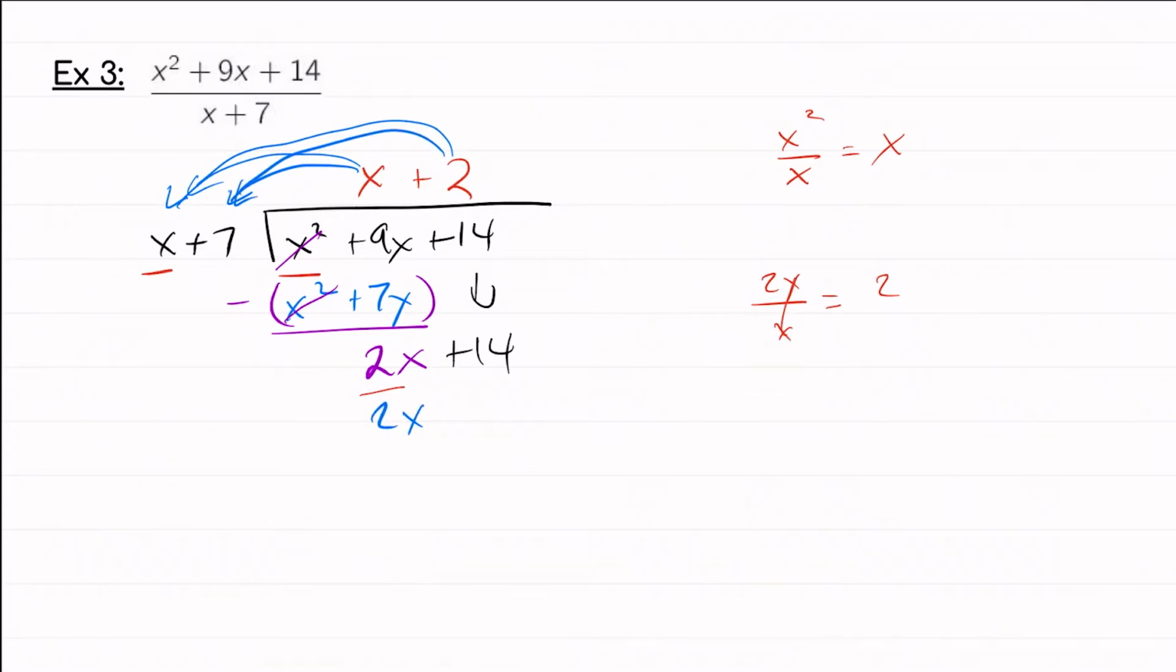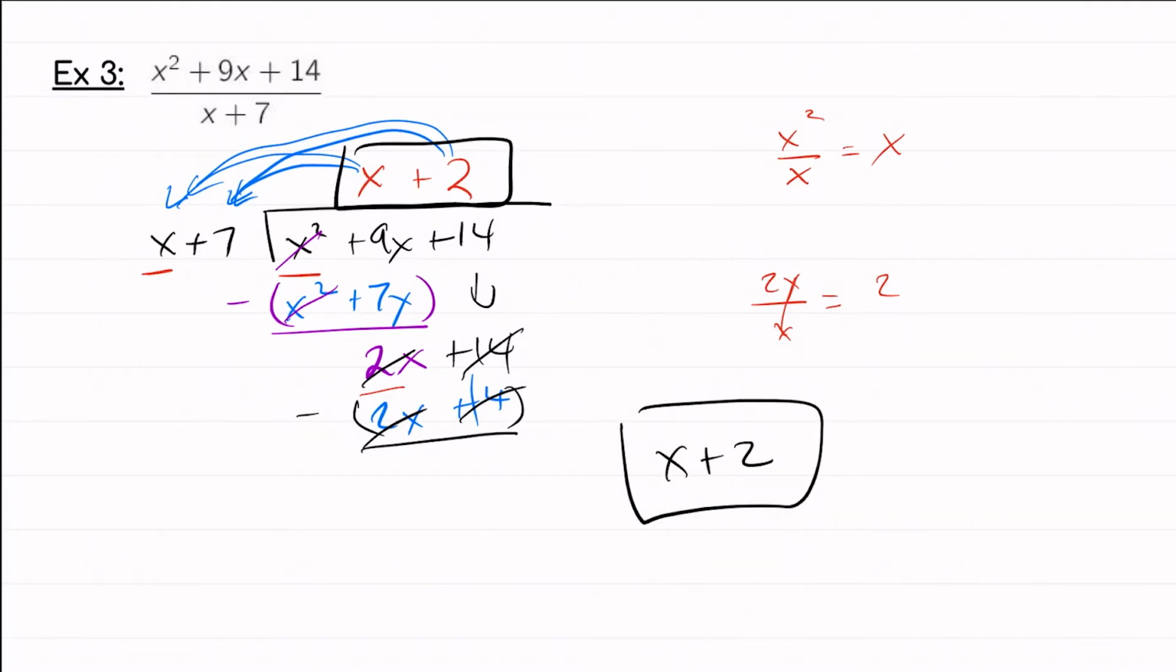2 times the 7 gives us 14. And you notice 2x plus 14. Oh, great. If I subtract these, they're all going to cancel. 2x cancels 2x, 14 cancels 14. There is no remainder, so our answer is going to be what we have at the top here, x plus 2. Okay, it's just like that.